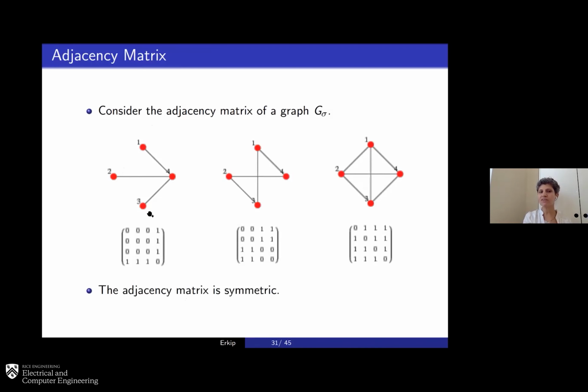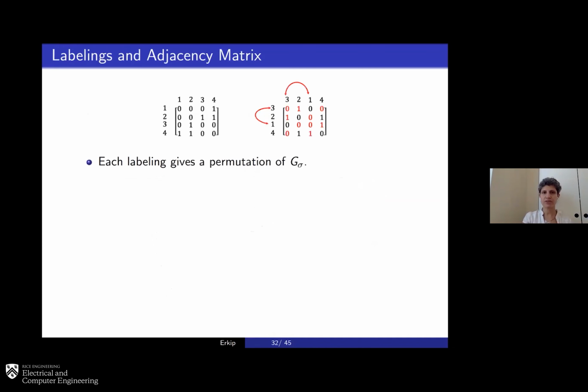I can list all these connections in an adjacency matrix with four rows and four columns, where the ijth entry tells me whether node i is connected to node j or not. If they're connected, I get a 1. If not, I get a 0. And then here are some examples for different graphs. Of course, because this is an undirected graph, the adjacency matrix is symmetric. So if node i is connected to node j, then node j is connected to node i as well. So this ends up being a symmetric matrix.